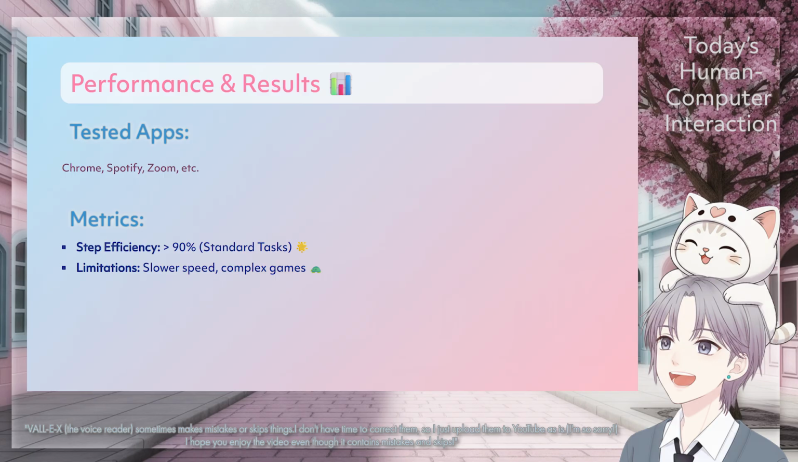They even created a dataset of operation episodes. However, it is not perfect yet. A robot is a bit slower than a human, and sometimes it struggles with complex games. But the success rate for simple tasks is quite promising. For example, in the standard task set, the step efficiency was over 90%. That isn't a grade in my class.